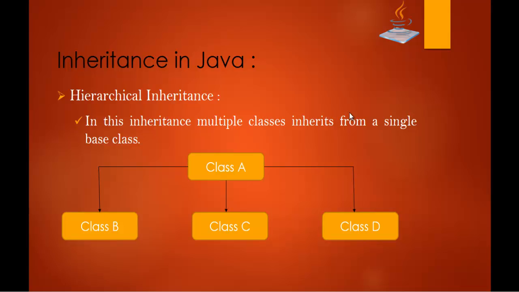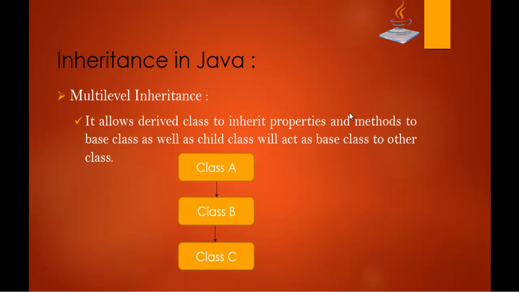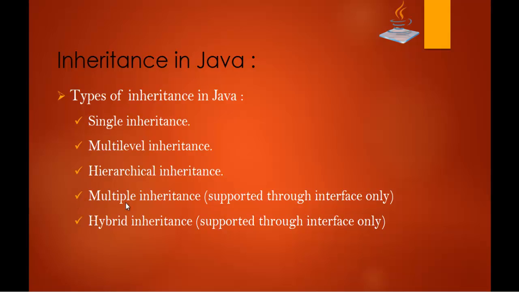So this is what we learned in this session: three types of inheritance: hierarchical, multi-level and single inheritance. The rest two we are going to understand when I come up with the topic of interfaces. So this is for this session.